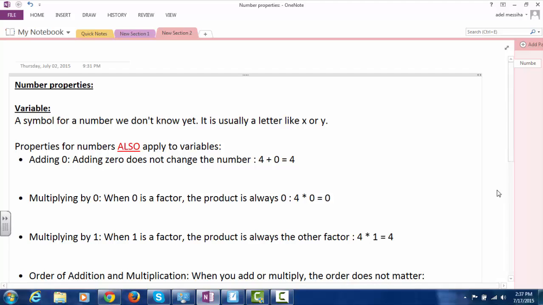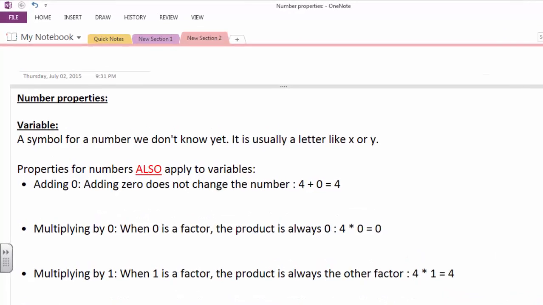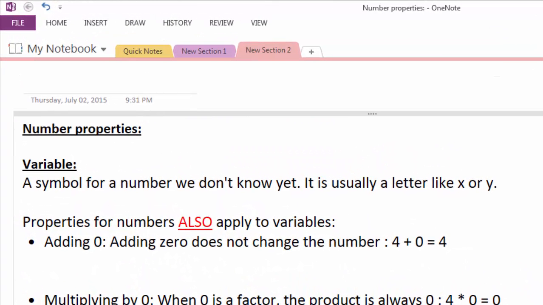Unit 10, Lesson 1. The title is Number Properties. Before we talk about the number properties and variables, we need to understand the difference between a variable and a number. As you can see, a variable is a symbol for a number we don't know yet. It's usually a letter like X or Y.